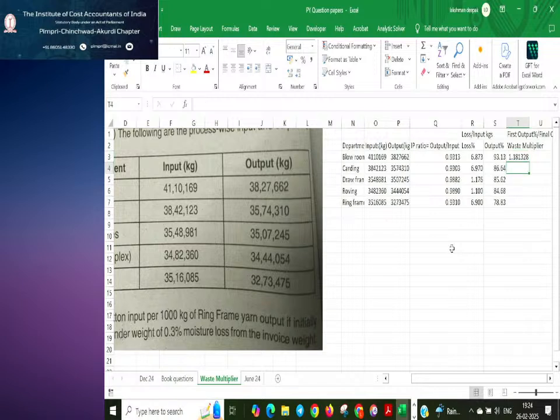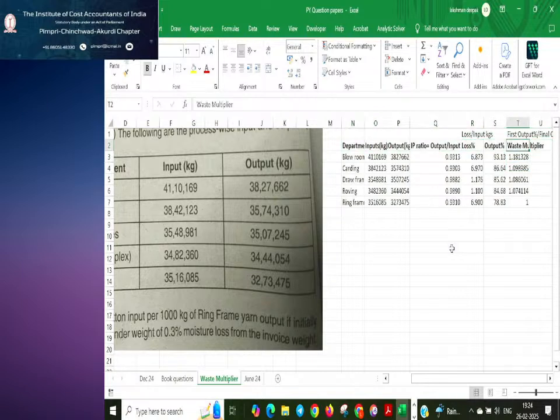Okay. So if I have to calculate from the carding perspective, what do I do? 86.64 divided by. Are you able to understand? This is the formula that is used for waste multiplier. Yes? This is the waste multiplier at each stage. Those who are online, are you following it?